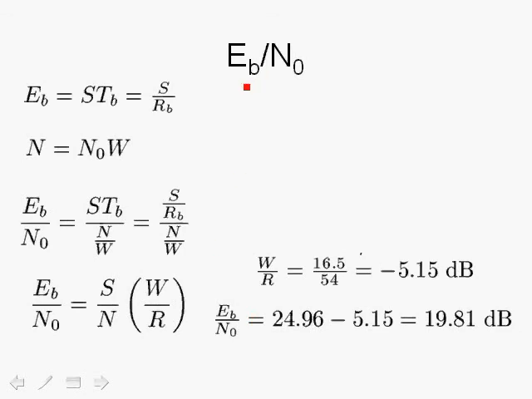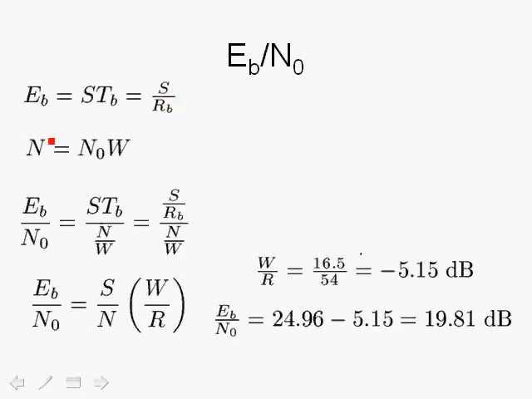Now in a digital communication link, we are interested in the Eb/N0 ratio, where Eb is the energy per bit and N0 is the one-sided noise power spectral density. If S is the signal power, then if we multiply the signal power by the bit time T_B, we get the energy per bit, and T_B is equal to 1 over the bit rate, R_B, so Eb is equal to the signal power divided by the bit rate.